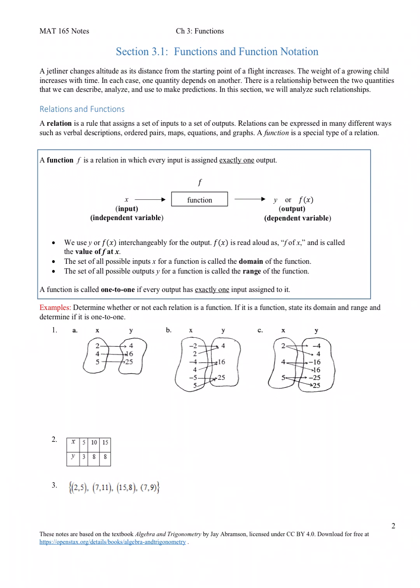In this video, we'll be talking about functions and function notations. A relation is a rule that assigns a set of inputs to a set of outputs. Specifically, we'll be talking about functions here. Notice that a function is a relation in which every input is assigned exactly one and only one output.